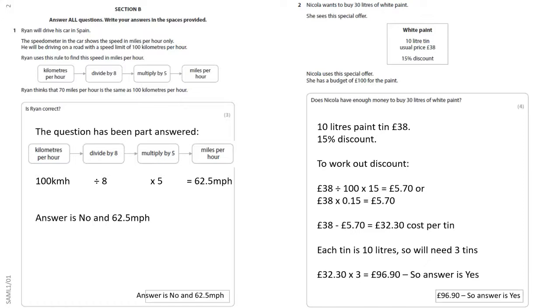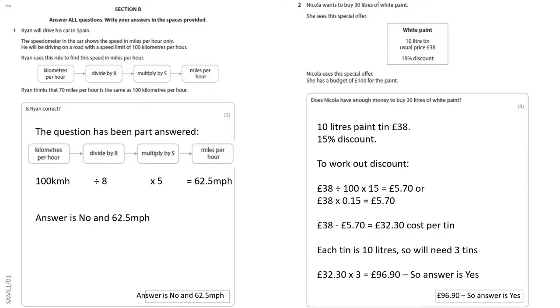So we have a 10 litre paint tin, £38, 15% discount. To work out the discount, 38 divided by 100 times 15 gives you £5.70, or, as you may have seen in previous papers, you can actually do 38 times 0.15, which is equivalent to 15%, and that will give you £5.70 there. Same answer. 38 minus £5.70 is £32.30 cost per tin. Each tin is 10 litres, so we'll need 3 tins. So 32.30 times 3 is £96.90, so the answer is yes.